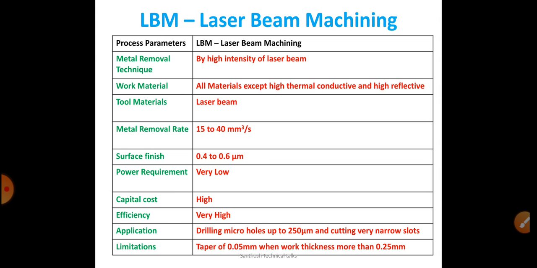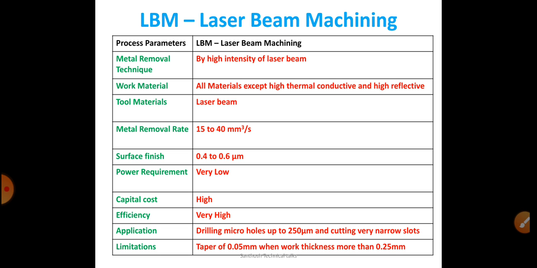Here the process parameters for LBM are discussed. The metal removal technique is by means of a high intensity laser beam. Work material: all materials except highly thermally conductive and highly reflective materials can be machined. Tool material is a laser beam. The metal removal rate is 15 to 40 cubic millimeters per second. It produces a very good surface finish, 0.4 to 0.6 micrometer. Power requirement is very low. Capital cost is high. Efficiency is high.